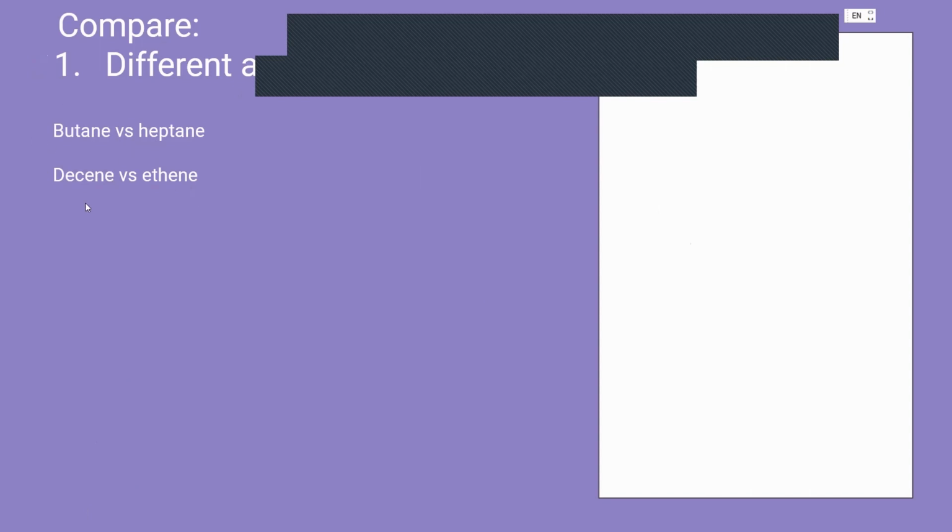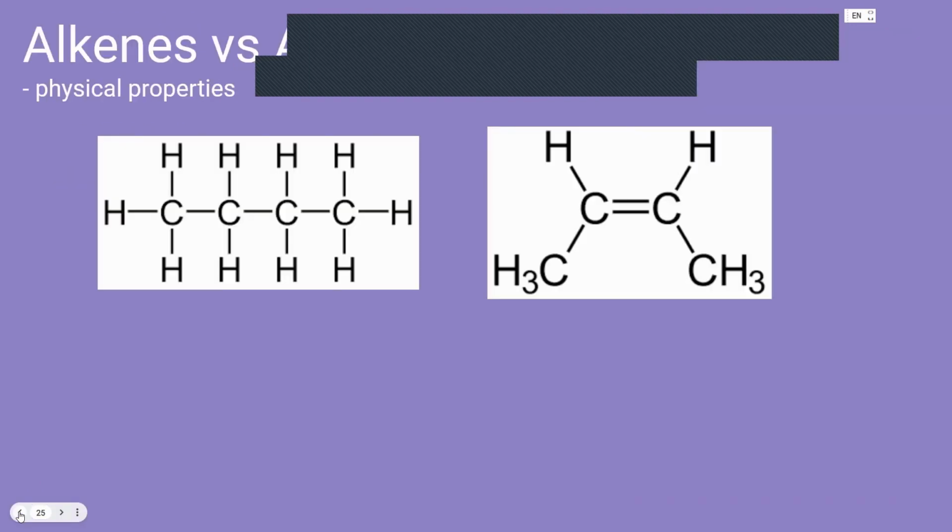The difference between these two is that they both have a double bond, decene and ethene. However, the difference between them is that they have different numbers of carbons. And between the alkanes, we have butane versus heptane. The difference between them is that they all have single bonds, but the number of carbons on the carbon chain is different. So we can see back here that this is our difference between alkenes versus alkanes.